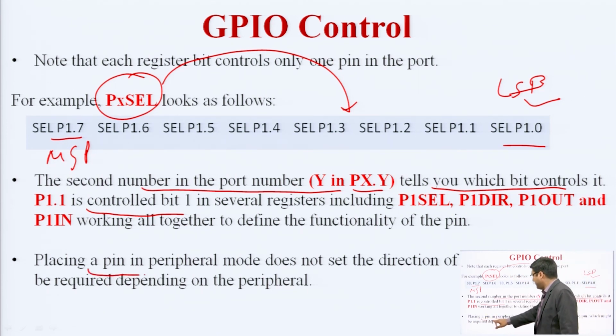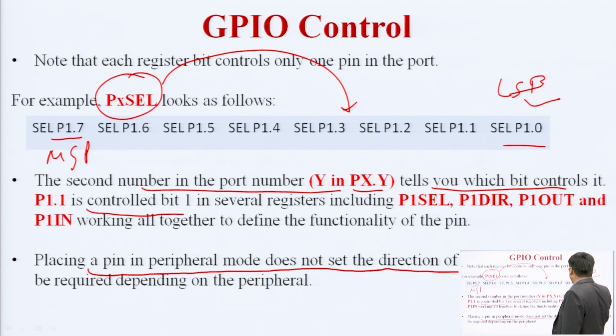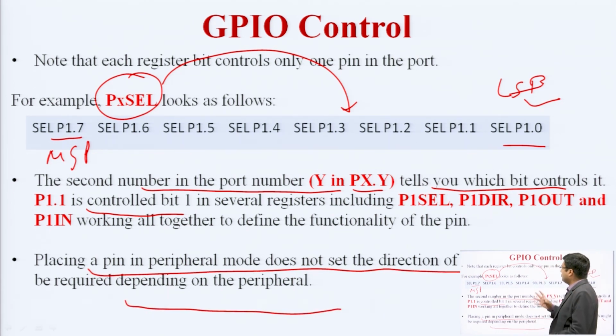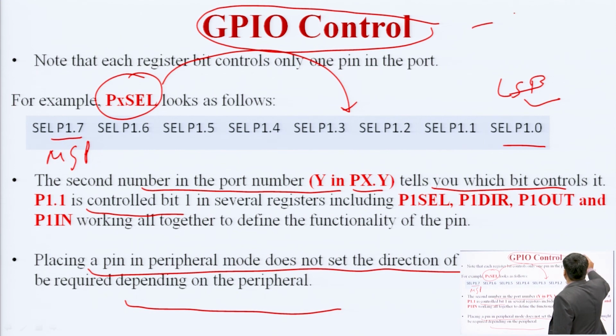Placing a pin in the peripheral mode does not set the direction of the pin, which might be required depending on the peripheral. So basically through these registers, we can configure our GPIO control and we can write embedded C programming by using these registers.